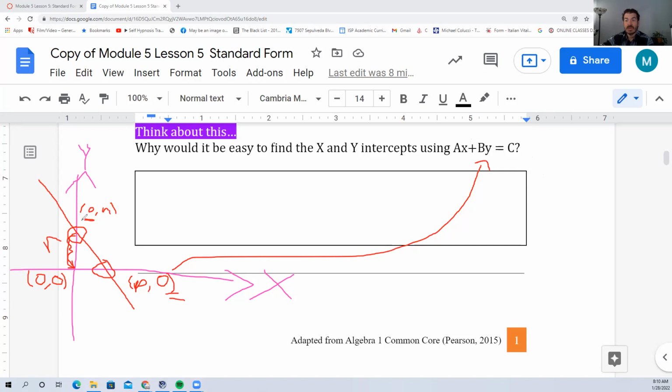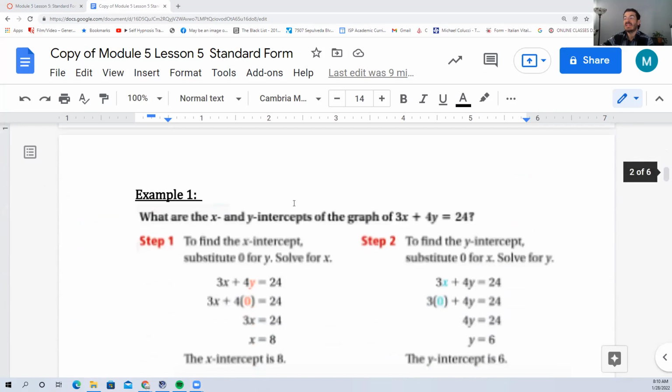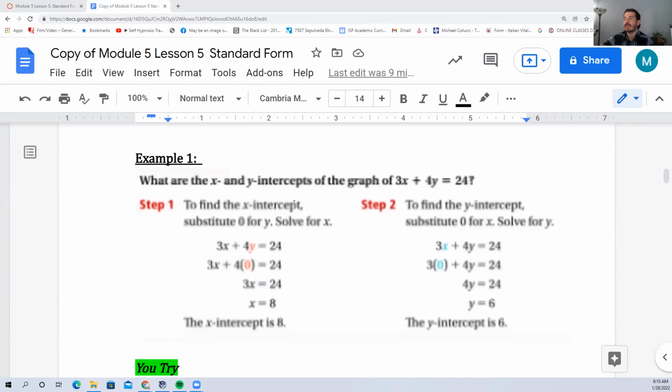Zero is like a bomb. It destroys everything. Everything goes away, right? So how would that simplify by plugging in zeros for our values for x and y? How would this become a very easy form of the equation to work with? Okay, I kind of maybe gave you a little bit more than I would have liked, but that's okay.